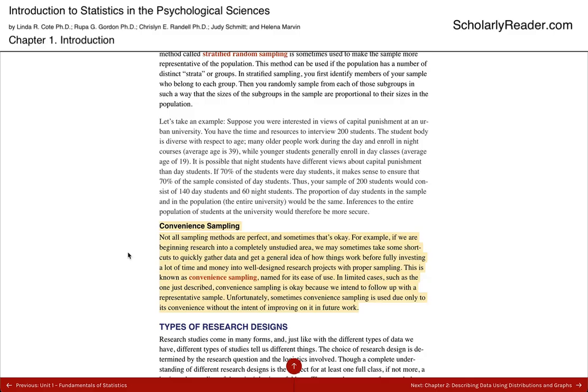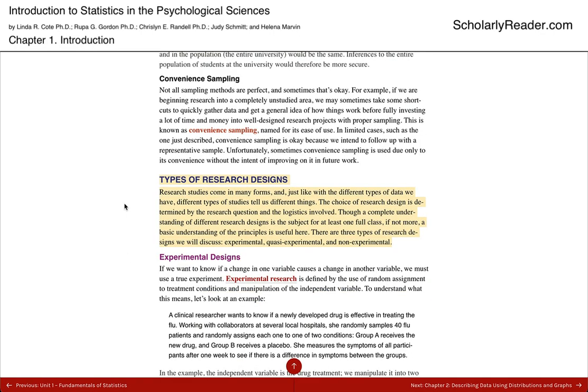In limited cases such as the one just described, convenience sampling is okay because we intend to follow up with a representative sample. Unfortunately, sometimes convenience sampling is used due only to its convenience without the intent of improving on it in future work. Types of research designs.